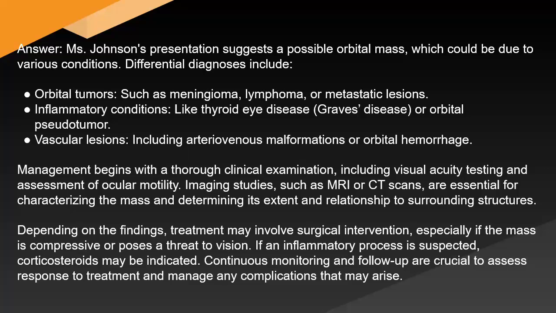Differential diagnoses include orbital tumors, such as meningioma, lymphoma, or metastatic lesions, inflammatory conditions like thyroid eye disease, Graves' disease, or orbital pseudotumor, and vascular lesions, including arteriovenous malformations or orbital hemorrhage. Management begins with a thorough clinical examination, including visual acuity testing and assessment of ocular motility. Imaging studies such as MRI or CT scans are essential for characterizing the mass and determining its extent in relationship to surrounding structures.